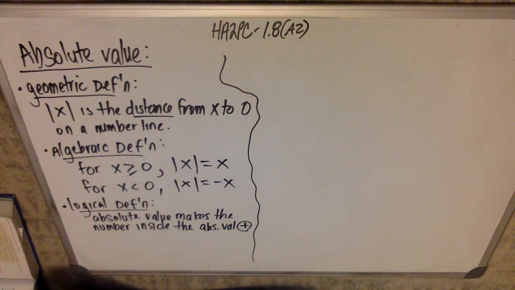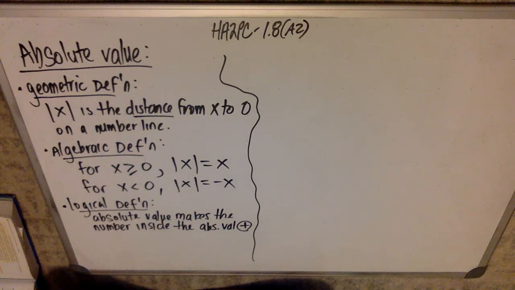This is Honors Algebra 2 Pre-Calculus. We're doing the last section in Algebra 2, Chapter 1, which is 1.8. We're talking about absolute values. So this chapter has us solving absolute value equations and absolute value inequalities. But before we can do that, we should sort of talk about what an absolute value is.